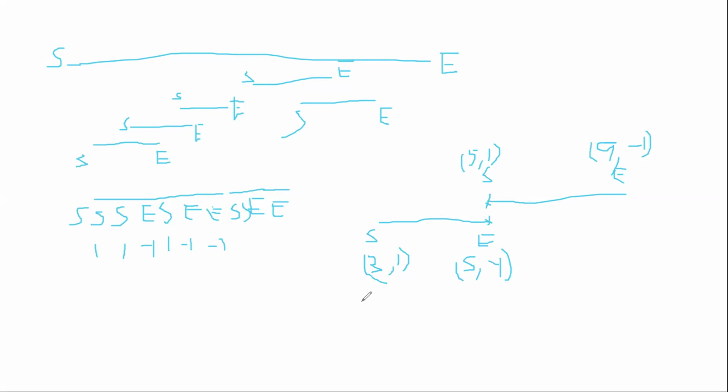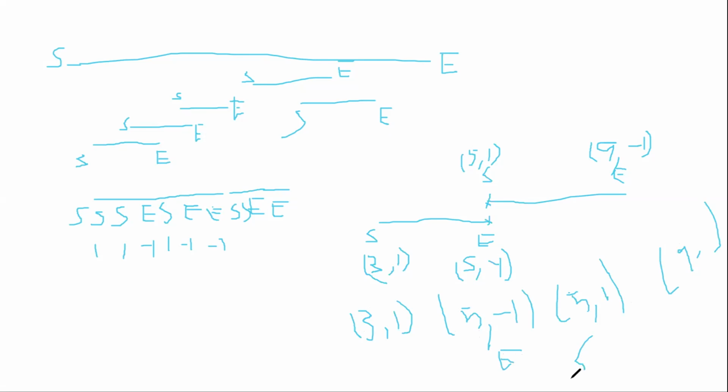When we sort this, the sorted interval we get is 1 comma 1, 3 comma minus 1. Next we get 5 comma 1 and 5 comma minus 1. How will you sort this? The first digit is the same, so when sorting, the second digit is given priority, right? So in this case, 5 comma minus 1 comes first, because minus 1 is given priority, and then comes 5 comma 1. And then 9 comma minus 1. So in other words, if you see over here, end comes before start.